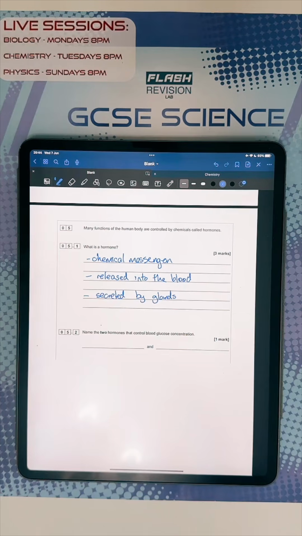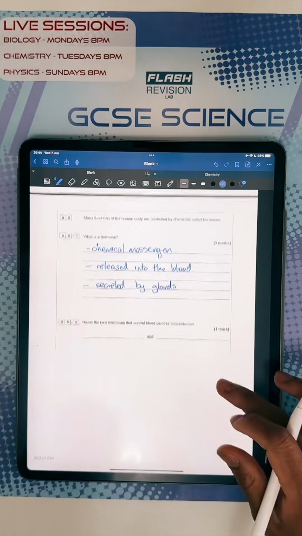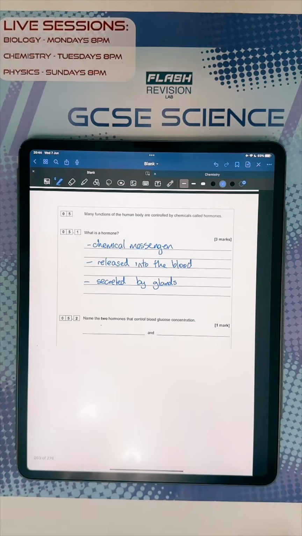Regulate body processes, I wouldn't say that. That wouldn't get you a mark. Yes, you can answer a question like that. Name 2 hormones that control blood glucose concentration. Good. Insulin and glucagon. Well done, guys.